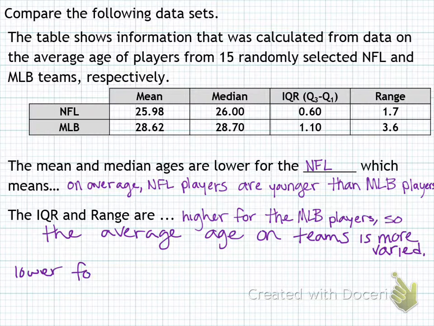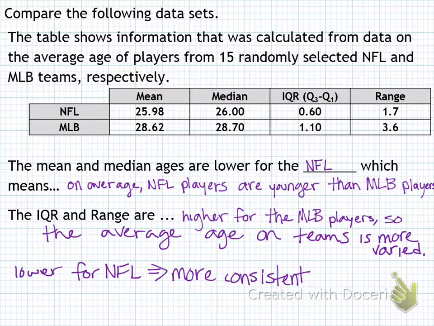Okay, and then we could also word this kind of the flip, or the reverse would be saying that the range and IQR are lower for the NFL, which means that the ages of players on those teams was more consistent. The average age for those teams was more consistent.